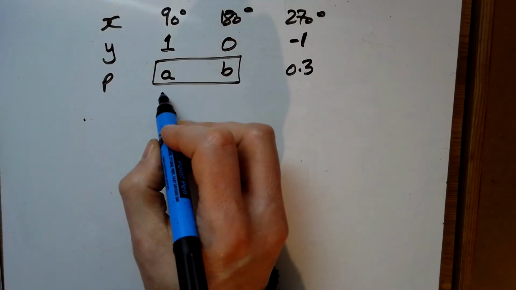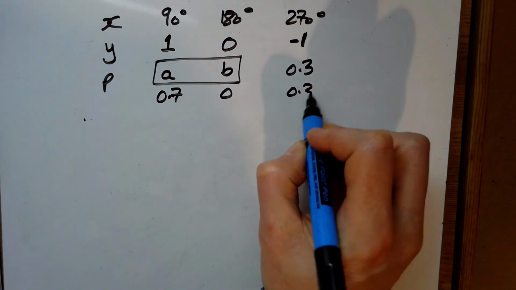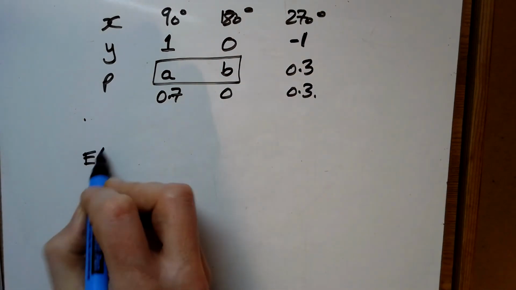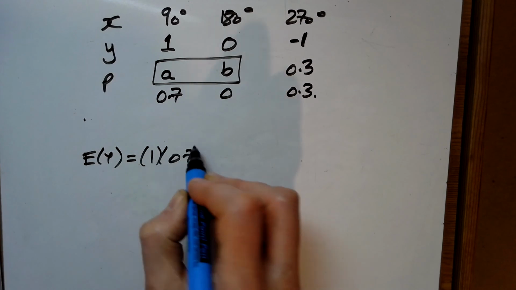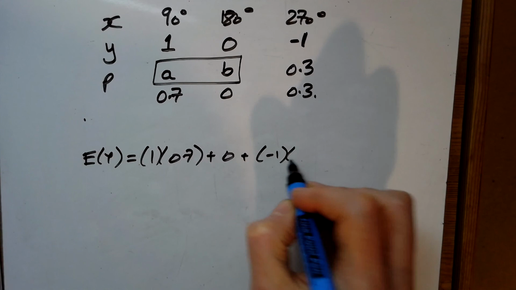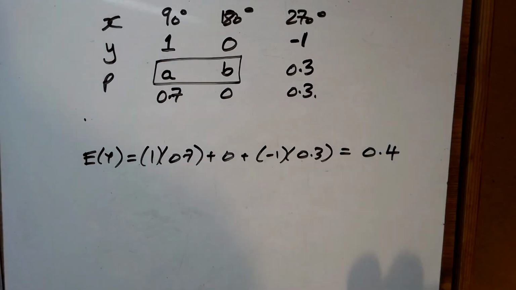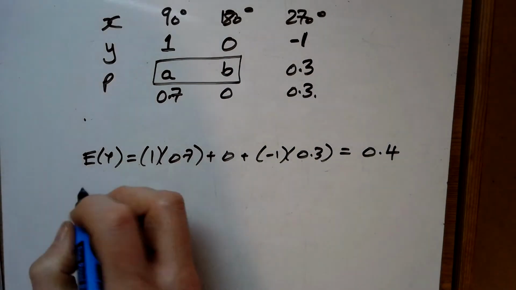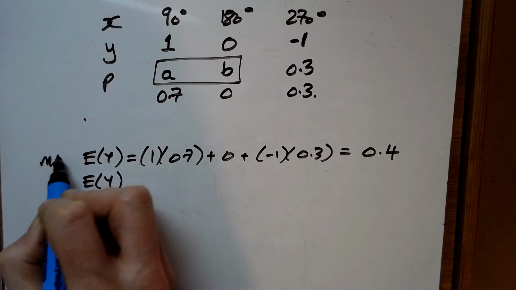The one end of it would be all 0.7 being down there, and the expected value of y would then be 1 times 0.7. Then you've got 0 in the middle, and then you've got -1 times 0.3. So that, I think, would be the highest it could possibly be. That's the maximum it could be.